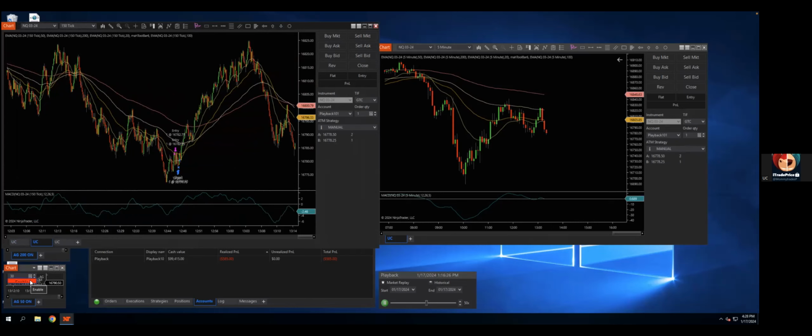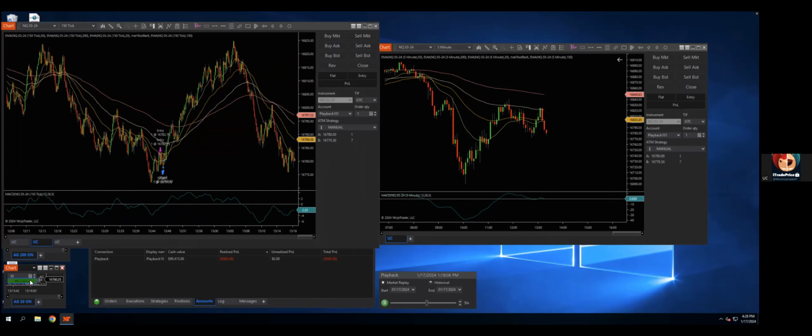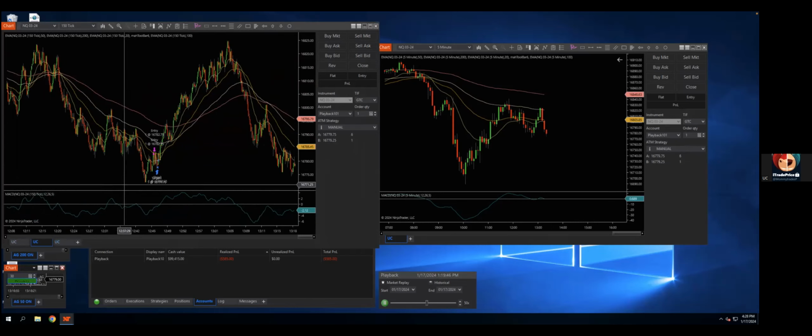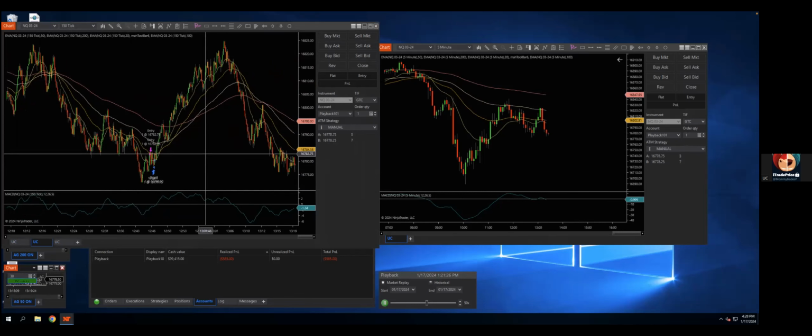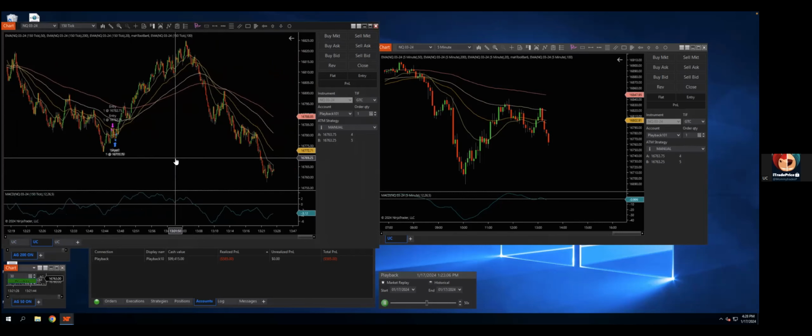See, like these two 5-minute candles, those are great. So I enabled it because we had a couple of really good 5-minute candles. Now that's a good thought process.